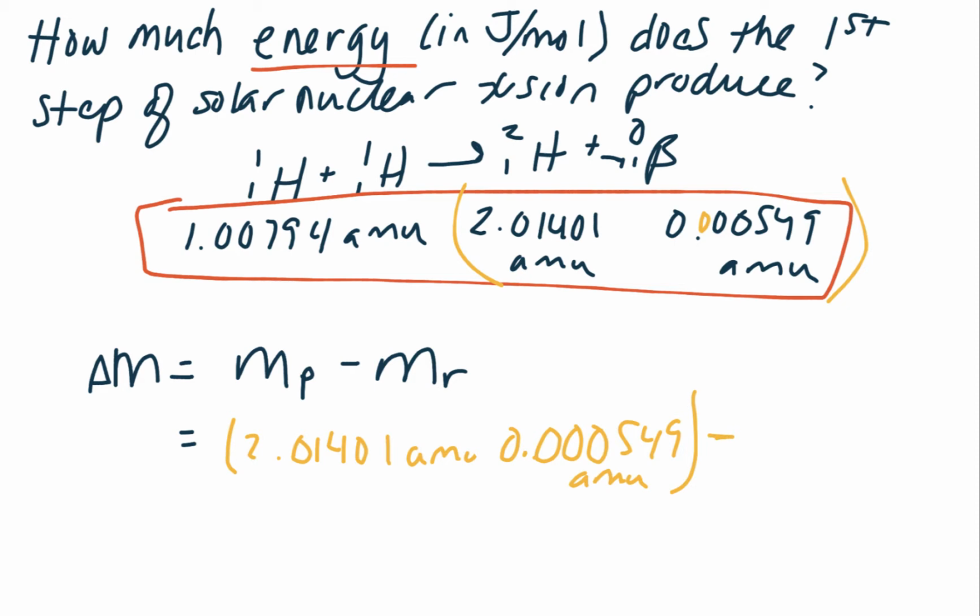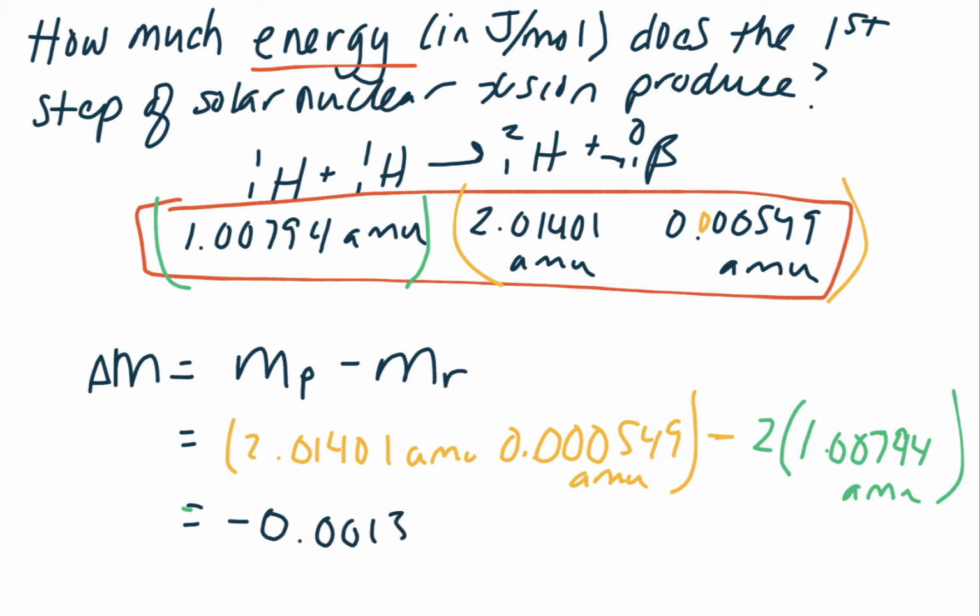We're going to subtract from that the mass of the reactants. Now there's 2 of these, so you could add those 2 numbers together, or you can multiply by 2, whatever works for you. And then if you add those up, subtract it out, you get a mass of negative 0.001321 AMU. And this is accurate only to this place, if you look at the sig figs. Okay, so that's the mass defect.